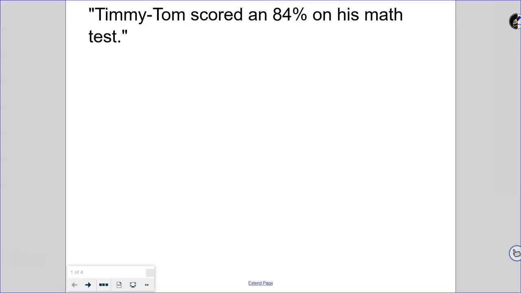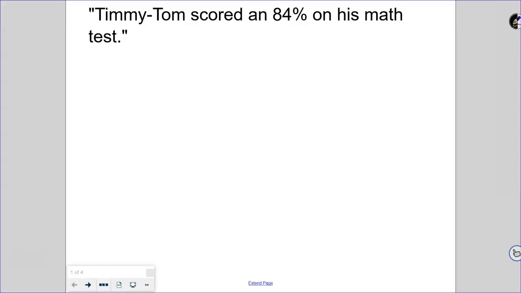This week's challenge focuses on percentages, which we all have some familiarity with, but I'm going to go a little bit further with it and help you understand where these percentages actually come from. So we see a sentence on the board. It says, Timmy Tom scored an 84% on his math test.